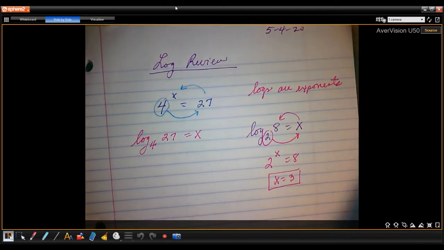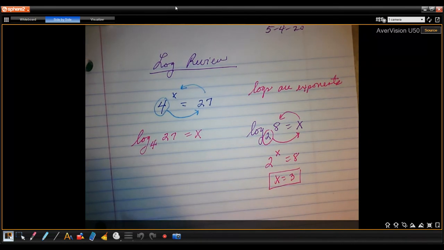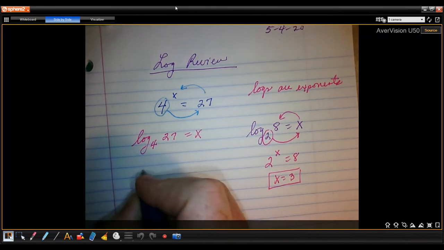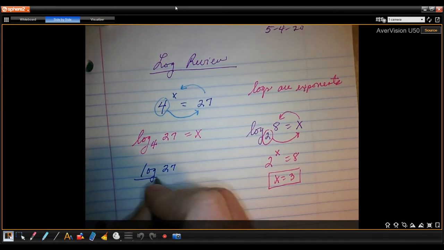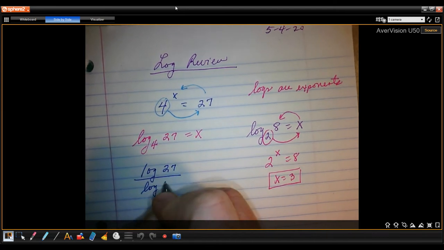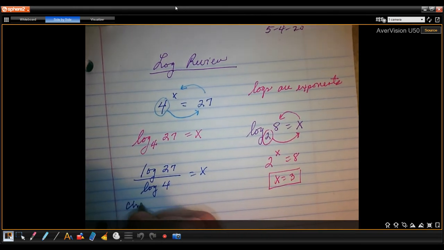So let's go back to this one and review it. In the notes, you can use the calculator, and it was called change of base. So you're changing it to base 10. The change of base was log of 27 over log of 4. That's called change of base, and it's a way to type it into the calculator.